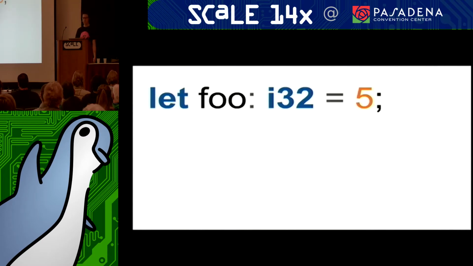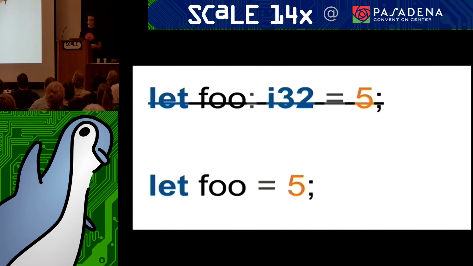So here's a simple example. We're going to define some variable foo of type signed 32-bit integer, and we're going to assign it the value 5. As humans, we can all reason very quickly that that's a number. I don't need to specify the type, so neither does the compiler. And this looks like a lot of scripting languages: let foo equals 5, no type necessary. That's great for assigning variables.